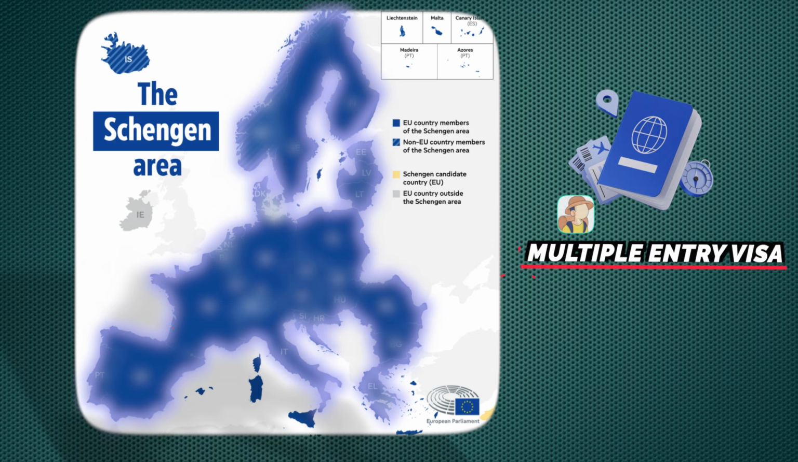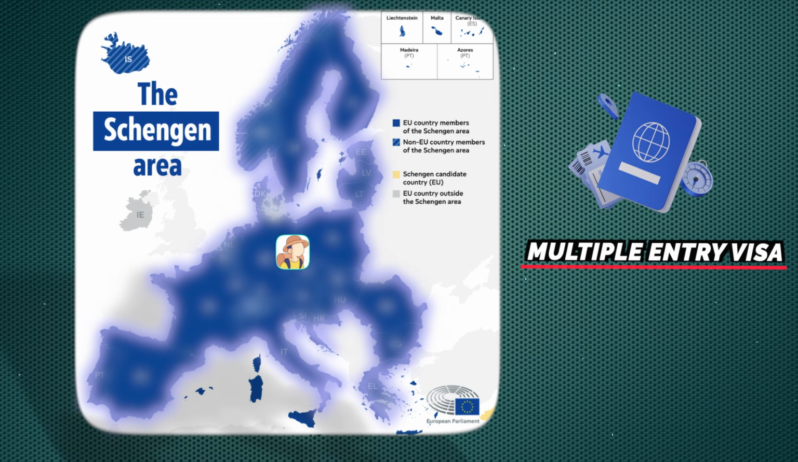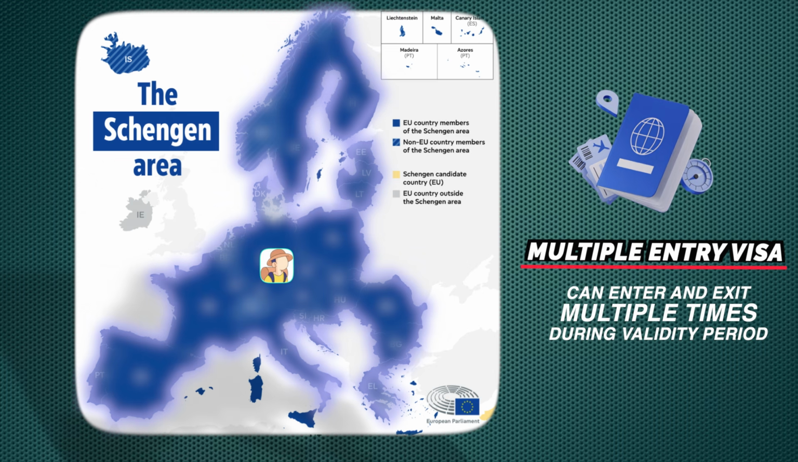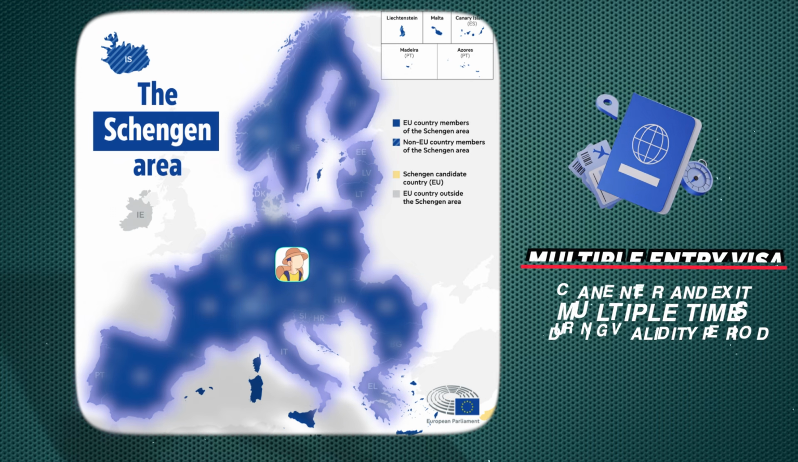And finally, with a multiple entry visa, you can enter Schengen area and then exit it and re-enter multiple times, as long as you do this during the validity period of your visa without having to reapply for Schengen visa every time you enter.